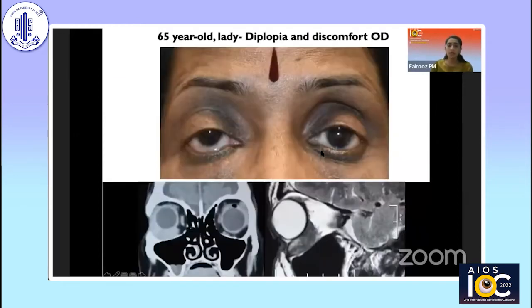Now, this is a 65-year-old lady who presented with diplopia and discomfort in the right eye, as you can see here. On imaging, the CT scan shows a very diffuse lesion involving the inferior and the lateral orbit, also including the inferior rectus muscle, and this is the MRI showing the inferior rectus muscle involvement. In fact, this was referred to me as a case of orbital inflammatory disease.